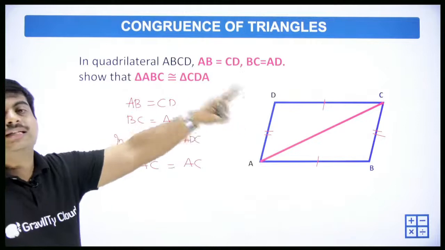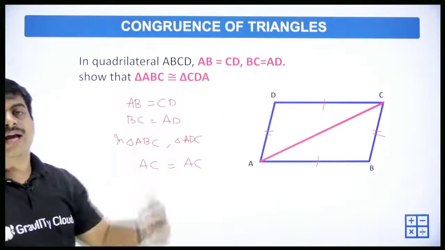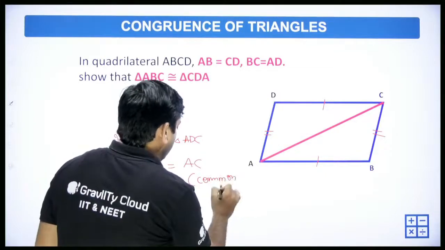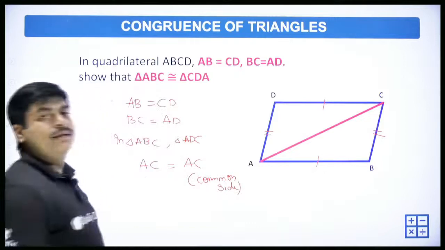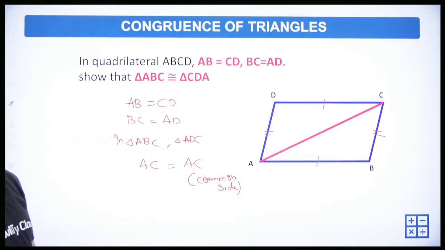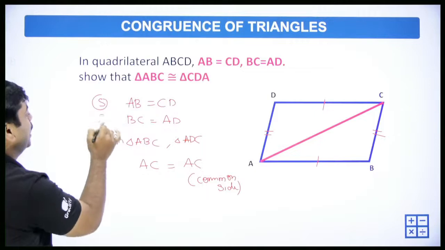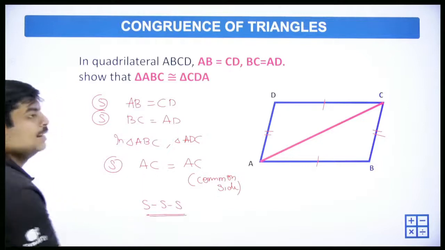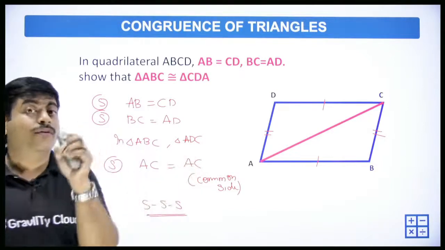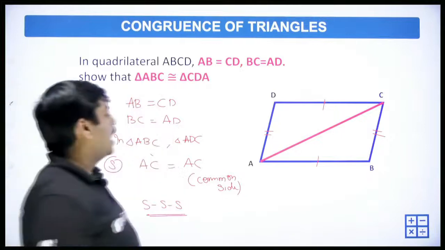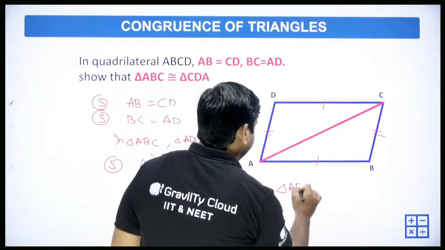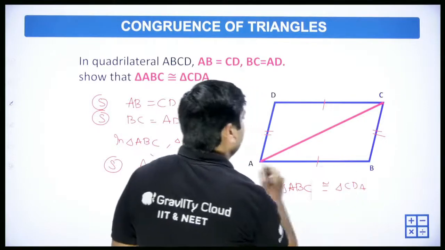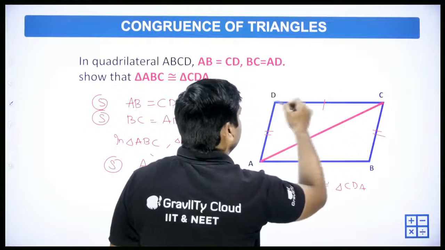AC is equal to AC because it is a common side, that is a side for both the triangles. Okay, so because this is a common side, right? So we can say that now using SSS, using side congruence, triple S congruence, we can say these two triangles are congruent. Which two? Not these two. Triangle ABC is congruent to triangle CDA.